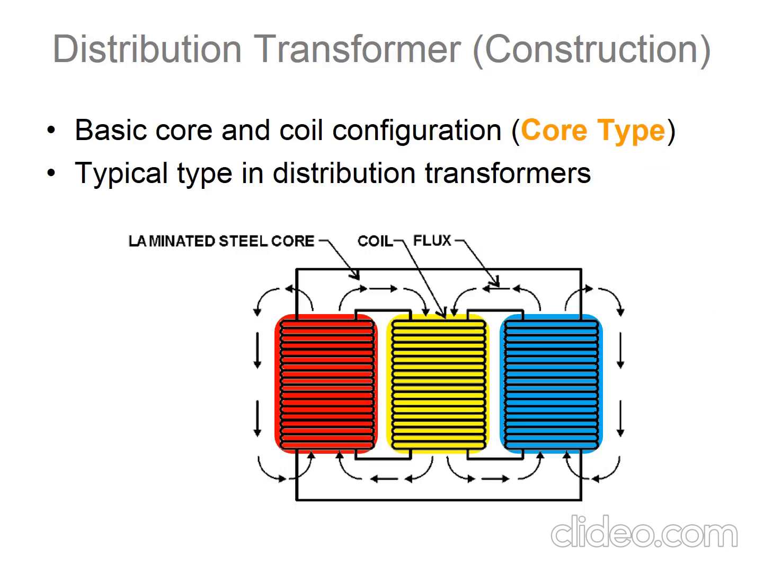Basic core and coil configuration, core types. This is the typical type in a distribution transformer. We have 3 windings: red, yellow and blue, 3 phase. So this one is the coil. This one is the flux from the magnetic, and this one is the laminated steel core.